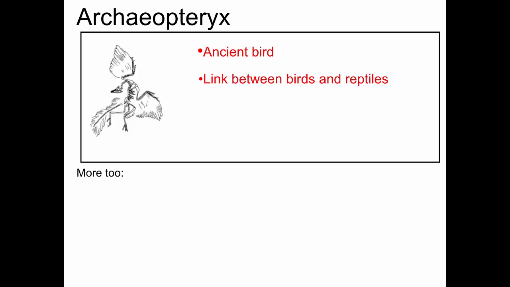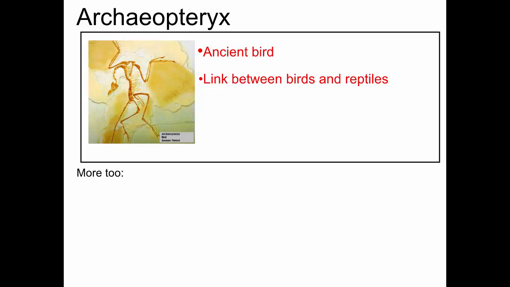Archaeopteryx had some features that were bird-like and some that were reptile-like. This is the actual fossil. So it had wings, bird-like. However, it had claws at the end of its wings. That's more reptile-like. It had feathers covering its wings and tail. However, it had scales on its neck and its legs.